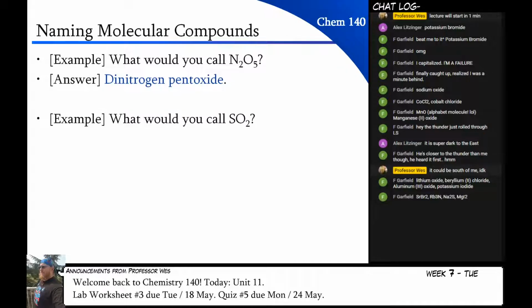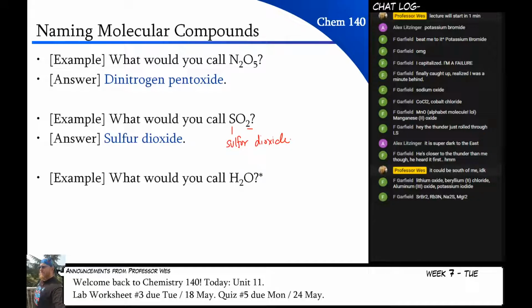What would I call this? I have 1 sulfur, but it's the first one, so I'm just going to write sulfur. 2 of the oxygen, dioxide. We'll just go over the answers here. I'll have you guys do the practice slide on the next one.